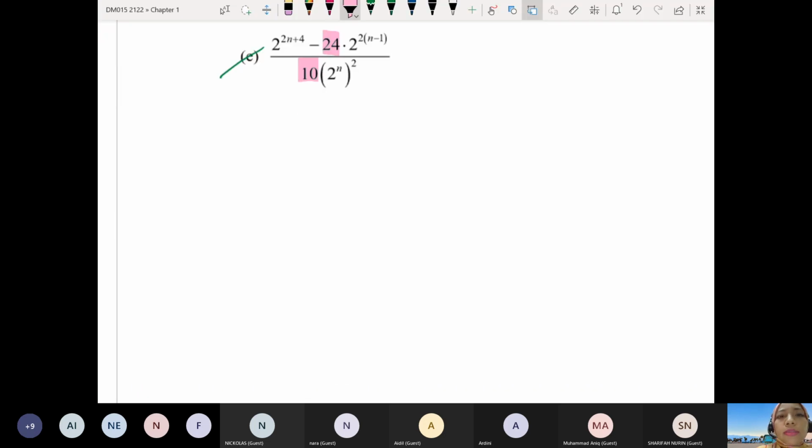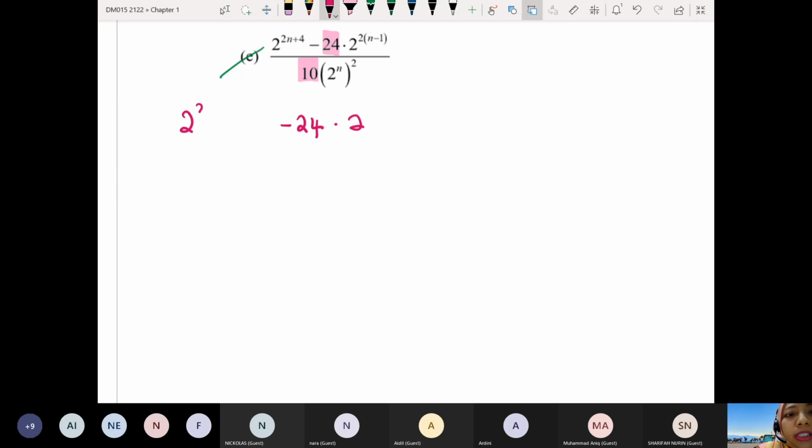Right, now let's break this up. 2n plus 4 boleh jadi apa? 2 and if you factor out, it becomes 2 and plus 2, right? Okay, so minus with 24. Kalau you nak kembangkan semua pun boleh juga.